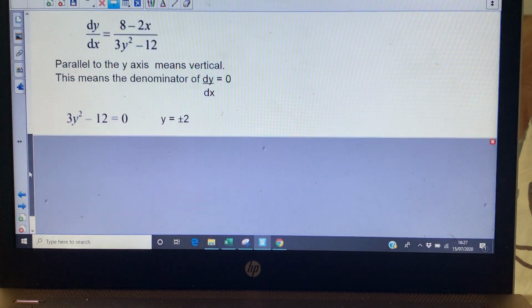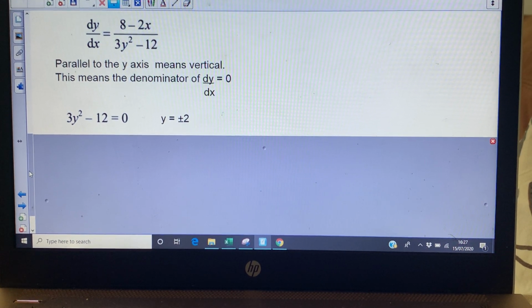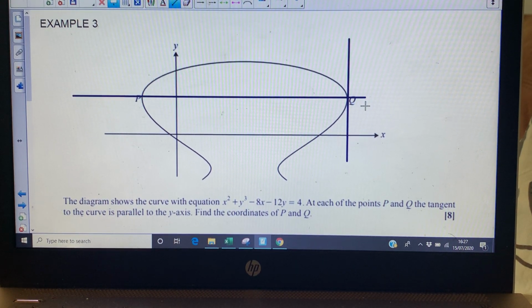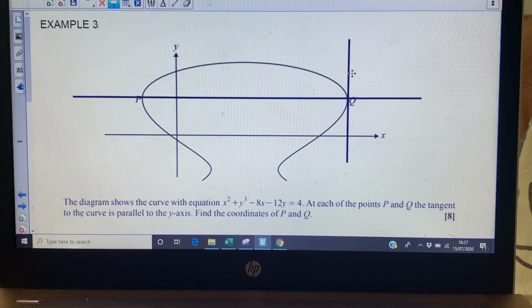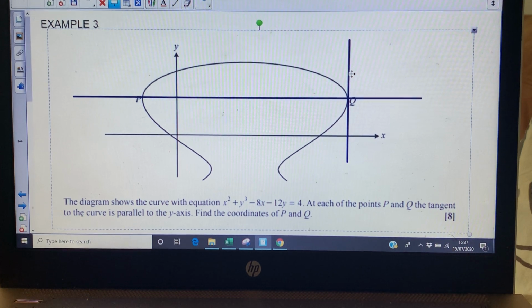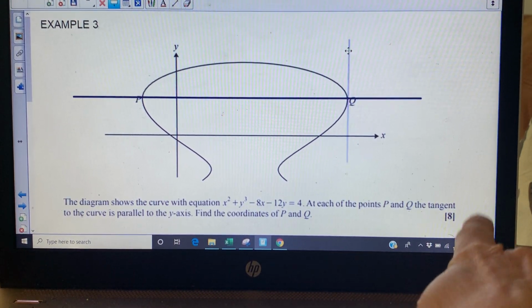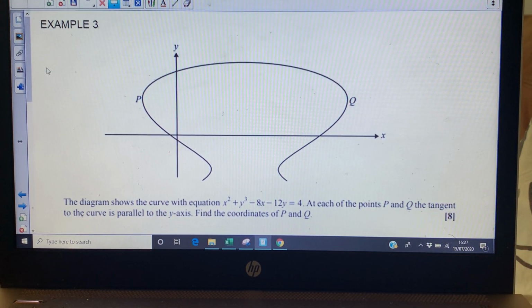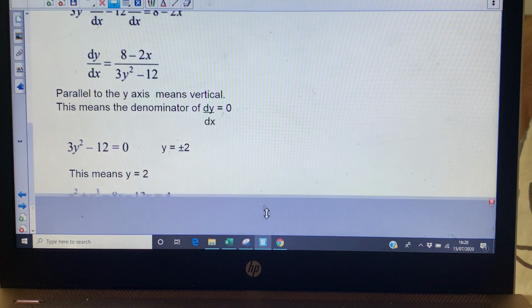Solving that, you've got y equals plus or minus 2. Now clearly from here you can see that it's very definite that y is positive. From your diagram, you can see that y is positive, and so y is going to be 2. So y is definitely 2.